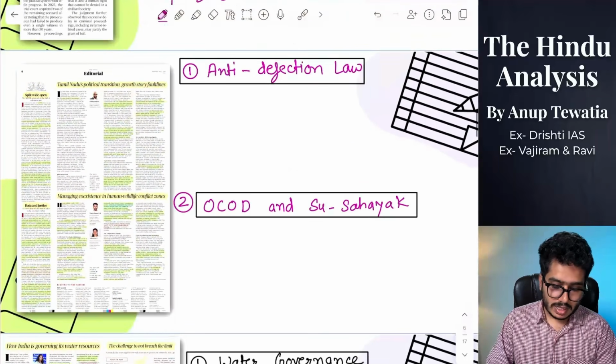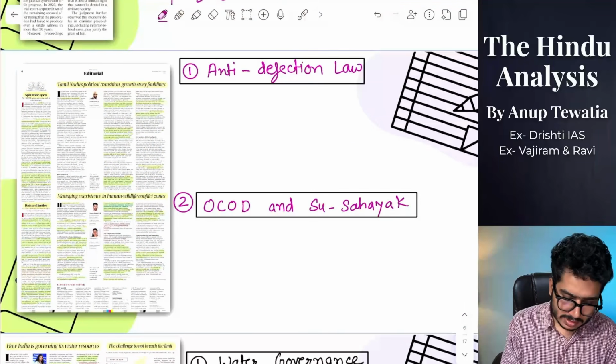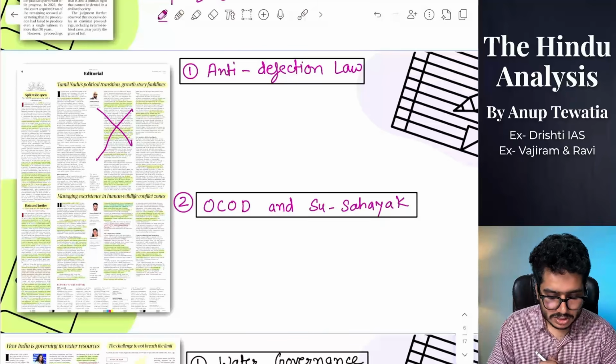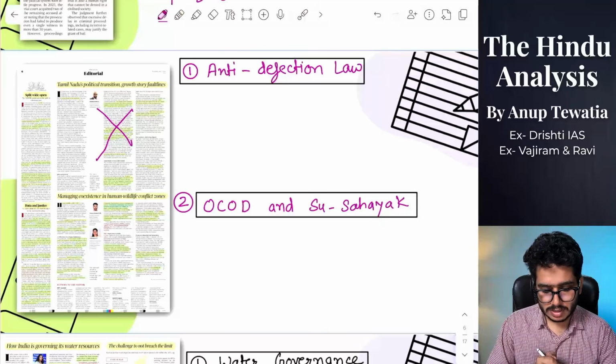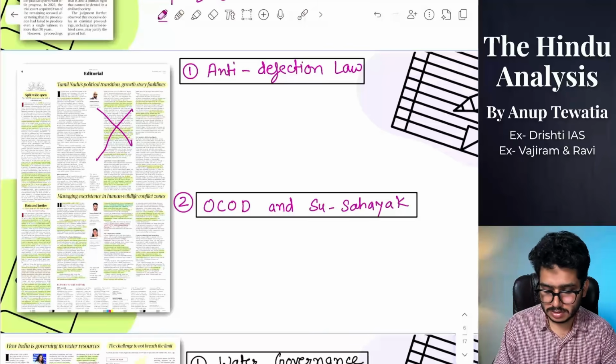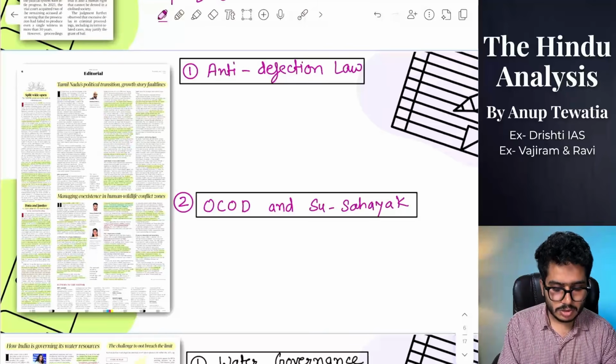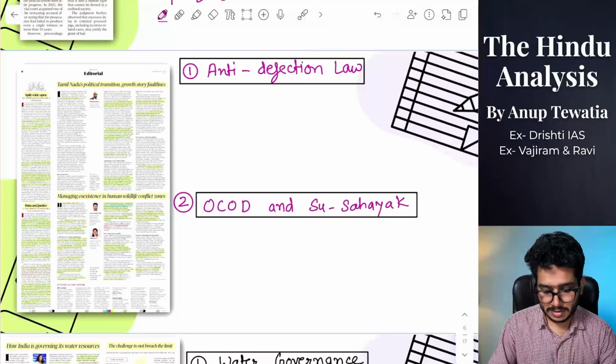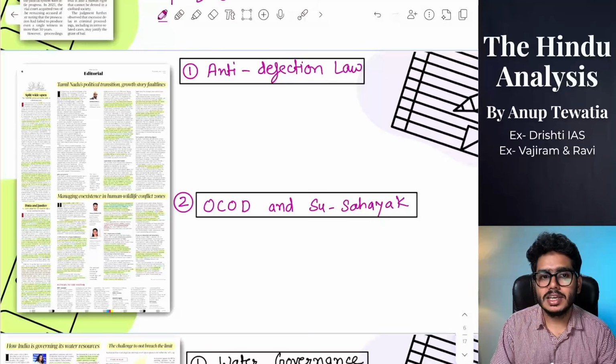Now, let's come to the editorial part. This editorial, on Tamil Nadu's political transition and growth story, in my opinion, is not of much relevance. There is not much to get from here as far as the exam is concerned. So if you want to read it, you can just read it. It basically talks about how the Dravidian politics in Tamil Nadu has kept Tamil Nadu higher than the national average and what the potential challenges for Tamil Nadu are. And it is more state oriented, right? And we are preparing for a union exam.